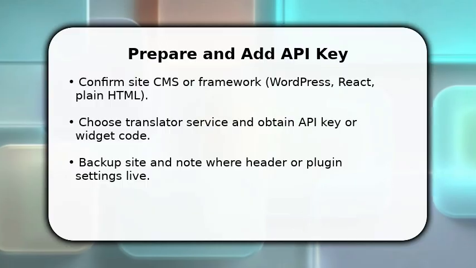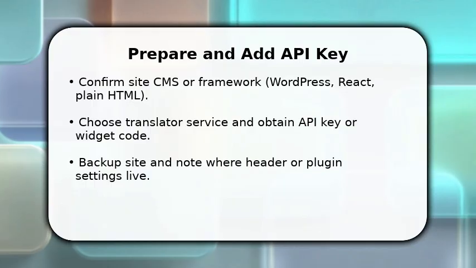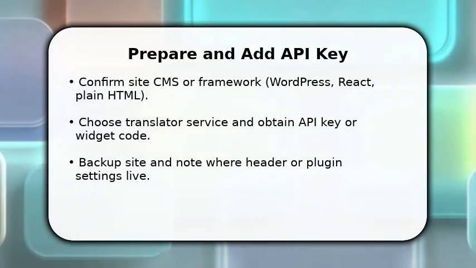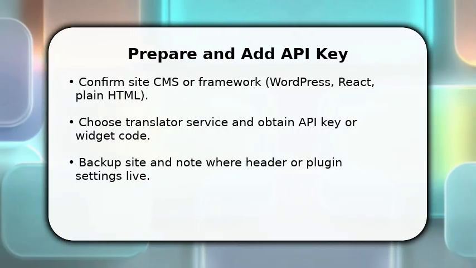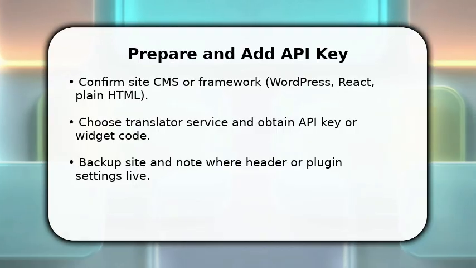Once done, register with the Translator service and copy the API key or script snippet. Make sure to store it securely. You should also back up the site so changes are reversible. These steps speed later setup and avoid lost work. Don't skip the API key or backup.